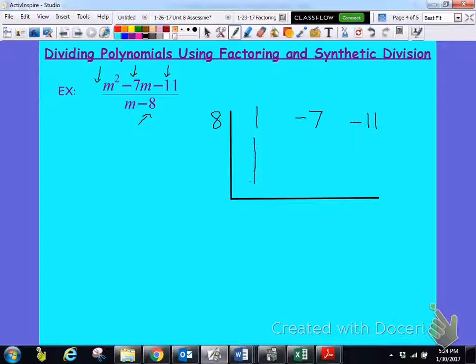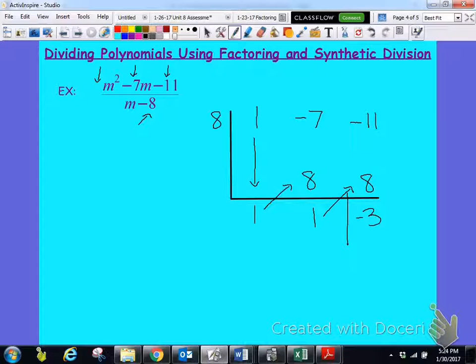So the 1 comes straight down, stays a 1. 8 times 1 gives me 8. I bring that right here. Negative 7 plus 8 is a positive 1. Again, 1 times 8 is 8. And I bring that 8 right here. Negative 11 plus 8 is going to leave me with a negative 3, remainder.